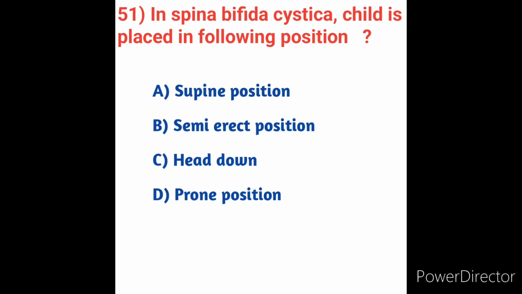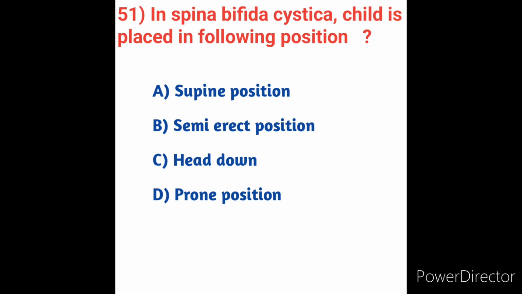The 51st question is: in spina bifida cystica, the child is placed in which position? In a child having spina bifida cystica, which position will we suggest for the patient? Let's see the options. Option A, supine position. Option B, semi-erect position. Option C, head down position. Option D, prone position. Here, what is spina bifida cystica?